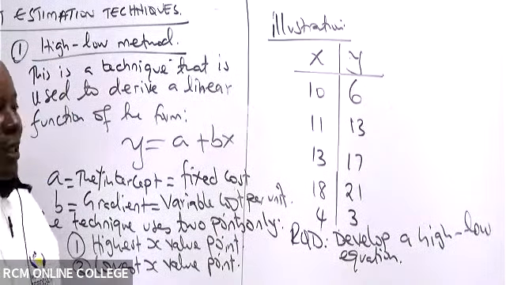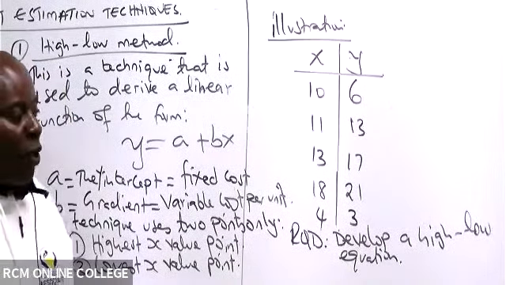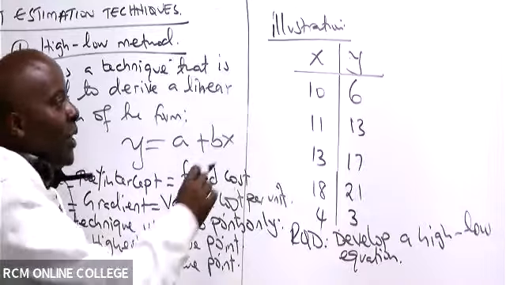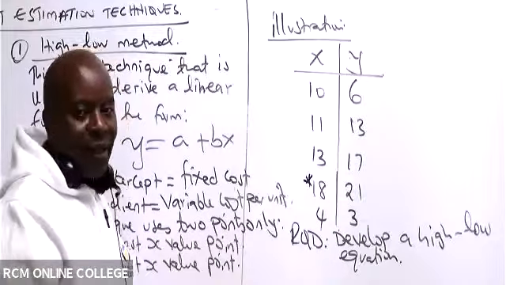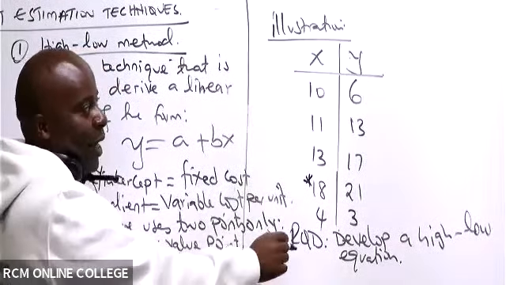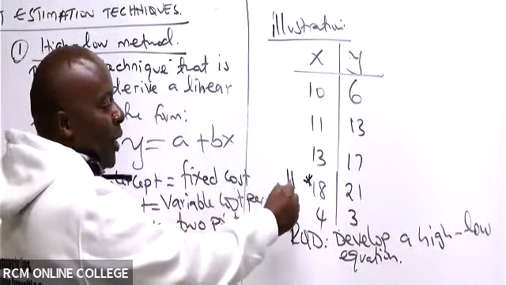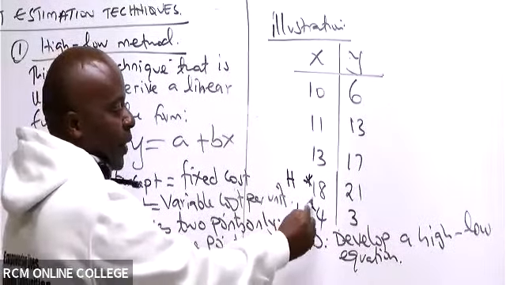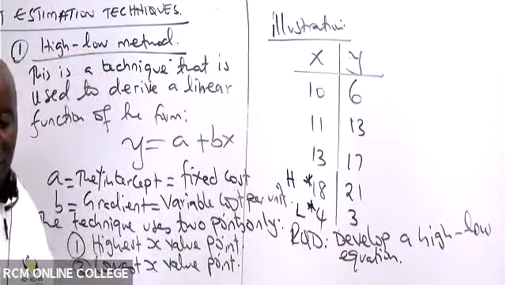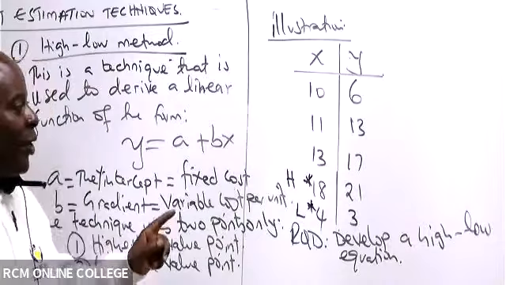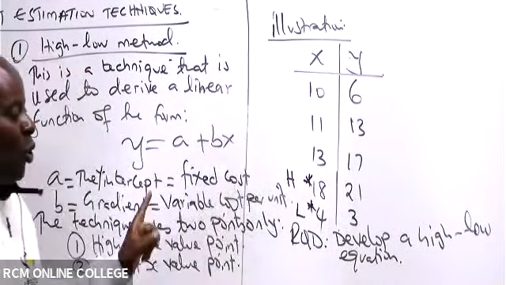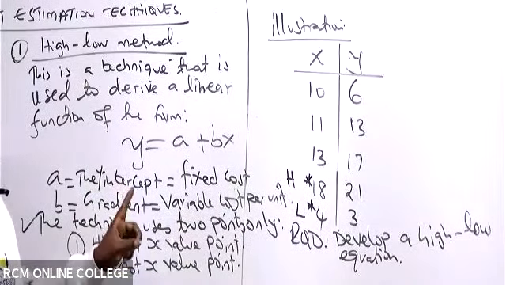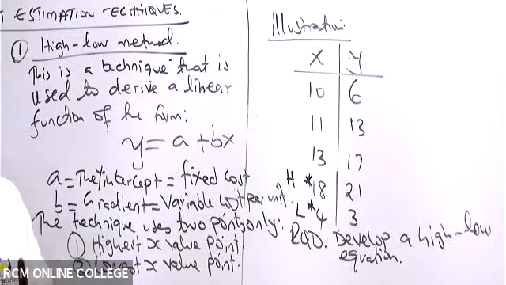So remember, it is highest x and lowest x here. Which one is the highest x here? 18, isn't it? 18 is the very highest. And amongst all these points, which one is the lowest? It is this 4, isn't it? But you don't pick it by looking at whether y is the high. No, we only use the highest x value point and the lowest x value point.